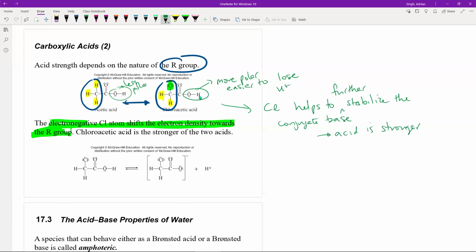This is something, the last couple of things we talked about here, are things that you're going to see a lot in organic chemistry when you have to try to predict and rationalize the differences in strengths of not just acids but bases as well. So we're getting a taste of it here in general chemistry.